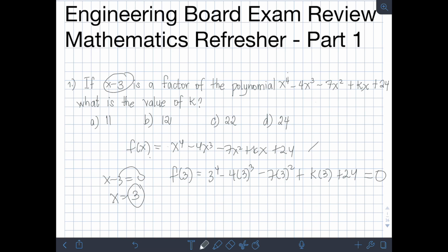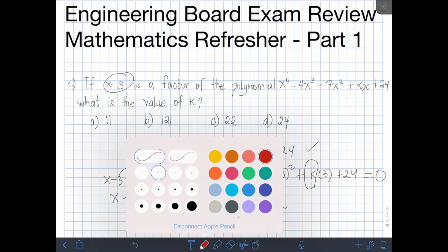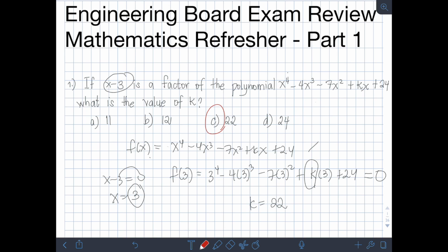So, pwede nyo nang i-shift solve sa calcu kasi isa na lang kayo yung k. So, kapag sinulat yun sa calcu, shift solve, we have 3 to the 4th minus 4 times 3 cubed minus 7 times 3 squared plus 3k plus 24 equals 0. Shift solve, we have k is equal to 22. So, the answer is letter C.